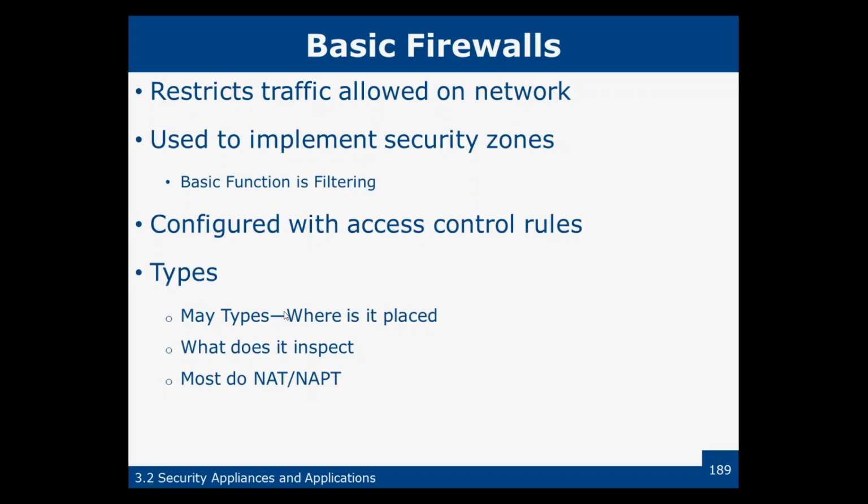The types, there are many types, and where it is placed is going to be part of what is going to determine that. What does it inspect? Some of them do deep packet inspection, some only look at the header. So where is it? What does it do? Most of them do NAT or PAT, so that we can do that with these devices.